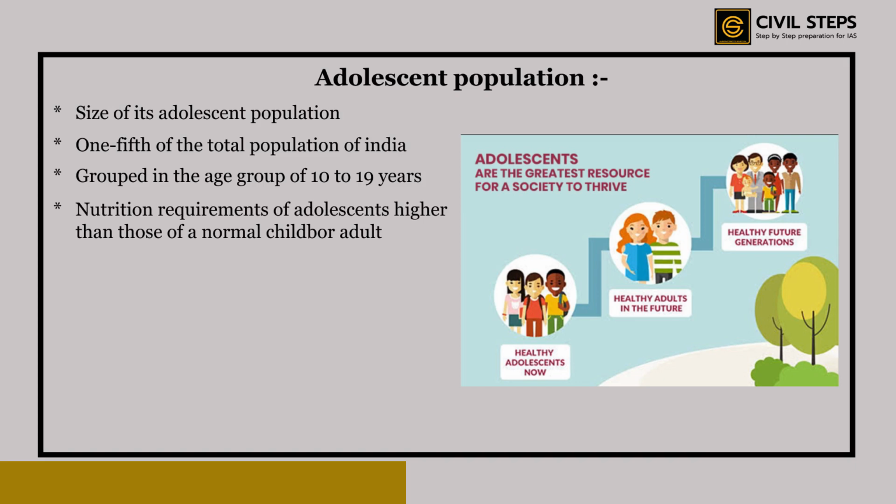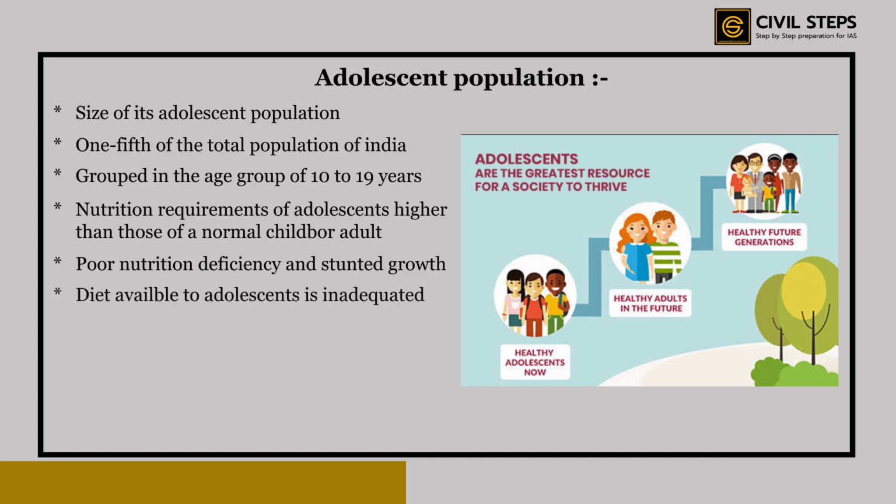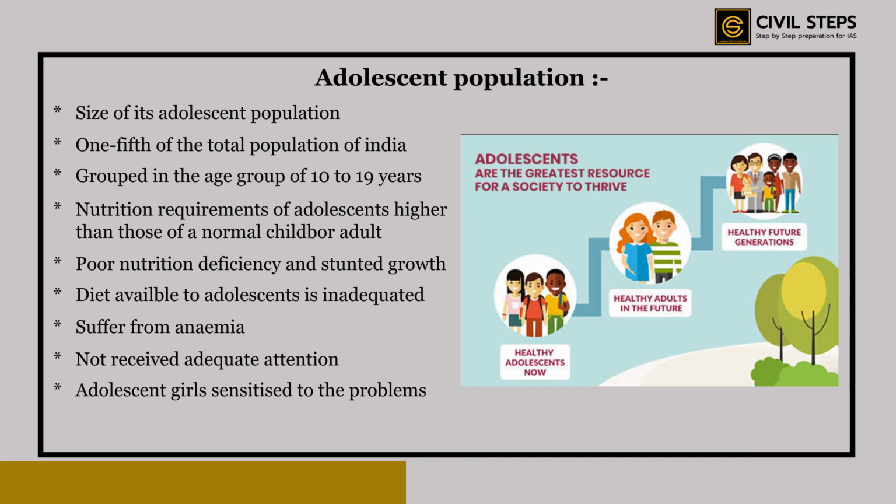The nutrition requirements of adolescents are therefore higher than those of a normal child or an adult. Poor nutrition can lead to deficiency and stunted growth. But in India, the diet available to adolescents is inadequate in all nutrients. A large number of adolescent girls suffer from anemia. Their problems have so far not received adequate attention in the process of development. The adolescent girls have to be sensitized to the problems they confront. Awareness among them can be improved through the spread of literacy and education.